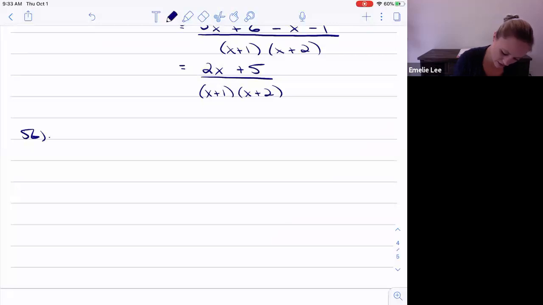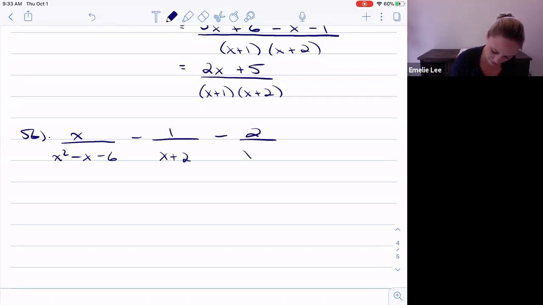So 56 is a little bit long. X over x squared minus x minus 6, minus 1 over x plus 2, minus 2 over x minus 3. Now, you could just blindly jump in and say, okay, I'm going to find this common denominator, and this common denominator is going to be this times this times this. You can do that, but it's a little bit bulky.